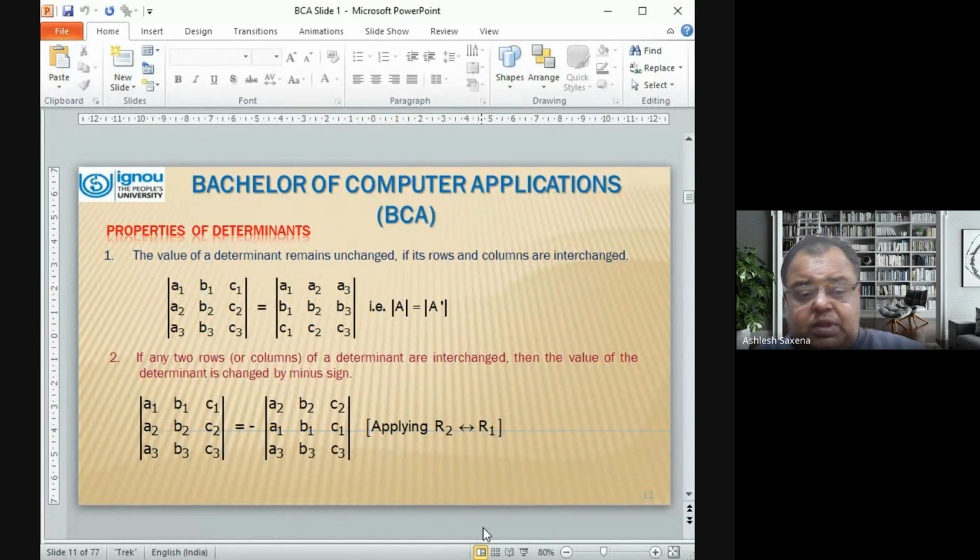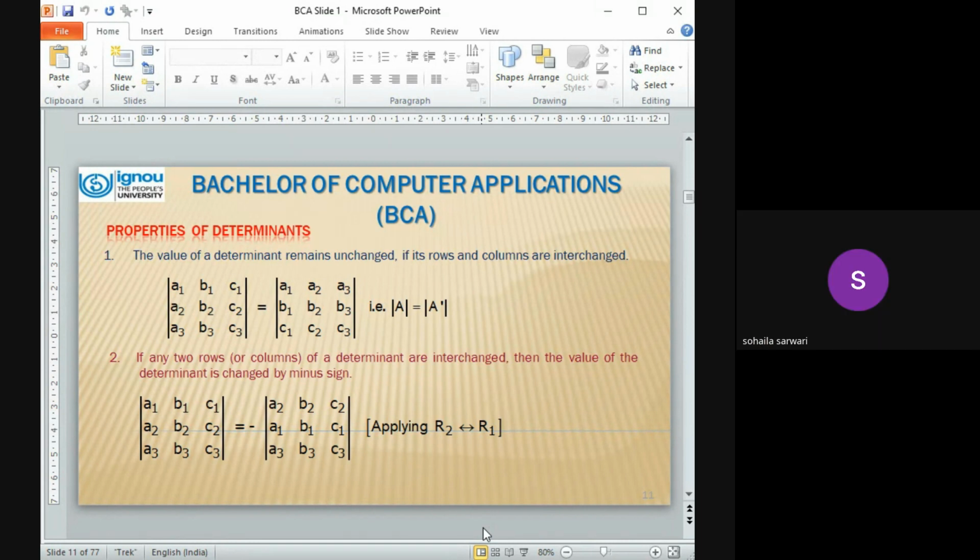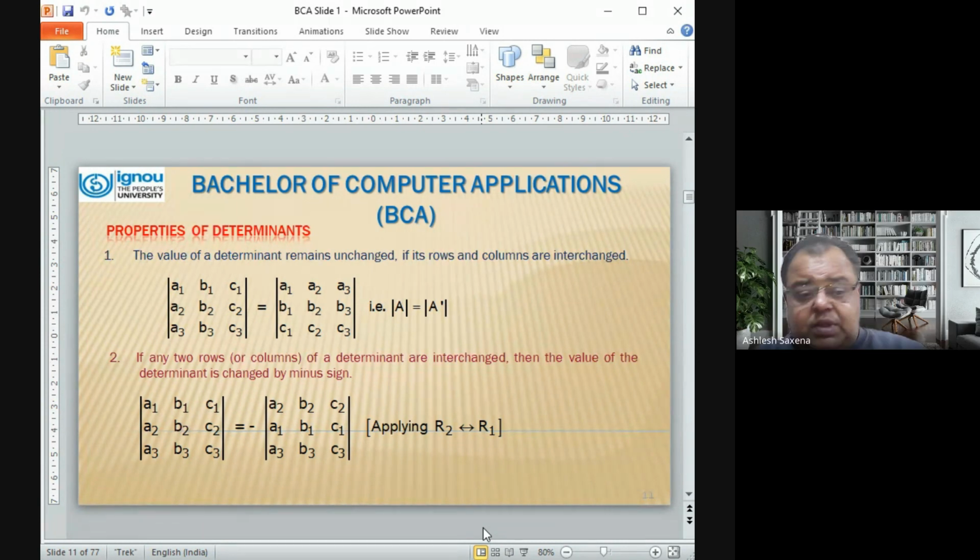Now comes the properties of determinant. Here, listen to it very carefully. First of all, the first property is the value of determinant remains unchanged if rows and columns are interchanged. The value of the determinant will not change if rows and columns are interchanged. See to it. Rows have been changed with columns.